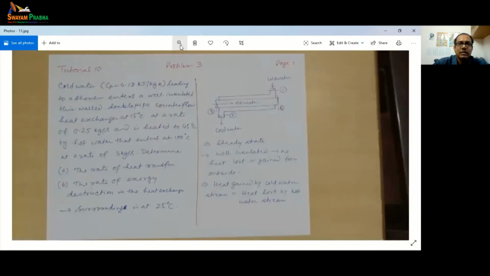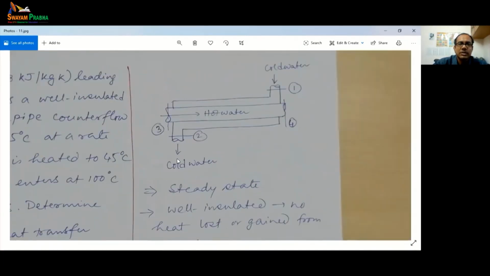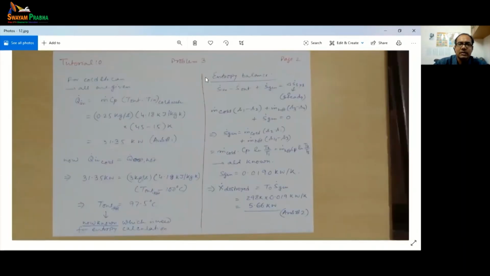Okay, so if we look at the schematic diagram, here you see that the cold water inlet is given to be state 1 and the cold water outlet is given the name 2. Okay, now for the hot water, the inlet is 3, outlet is 4. Okay, these are the nomenclature we are using, and the same we are using in the equation.